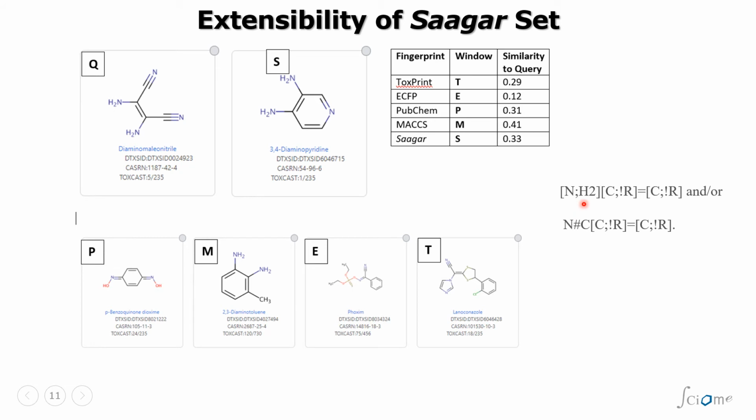So here what I'm showing is a nitrogen attached with 2 hydrogens connected to a carbon which is not part of the ring, connected to a double bond which a carbon not part of the ring. So something like this. So one can think of how to fill the gap of missing coverage, add to the Saagar feature list, and repeat the analysis. This extensibility actually can come very handy when dealing with new proprietary chemistries in drug discovery, for example.